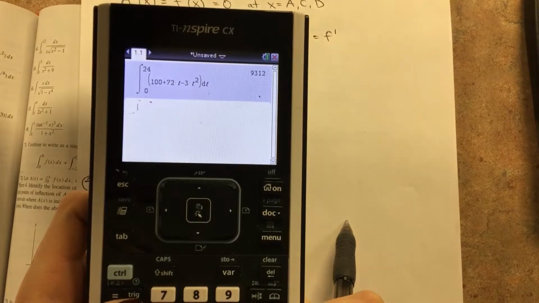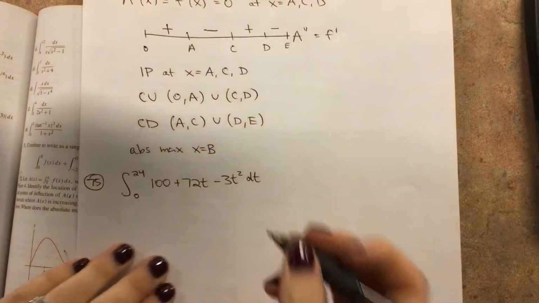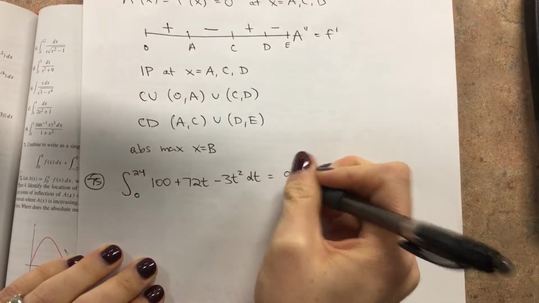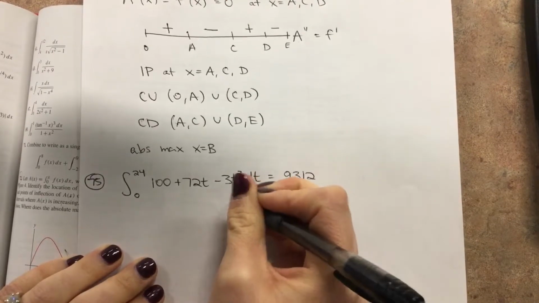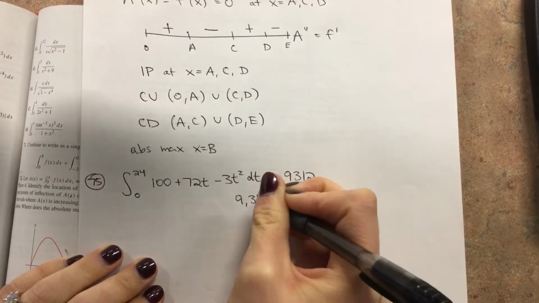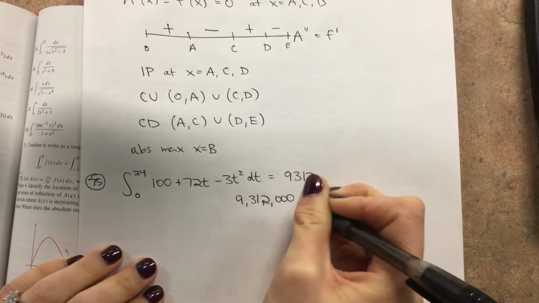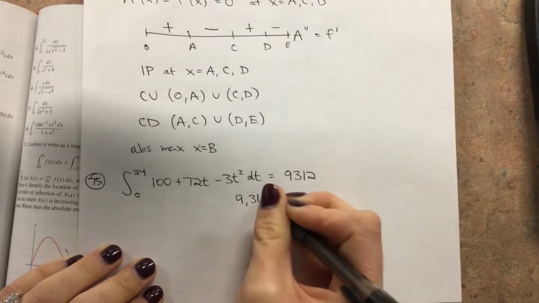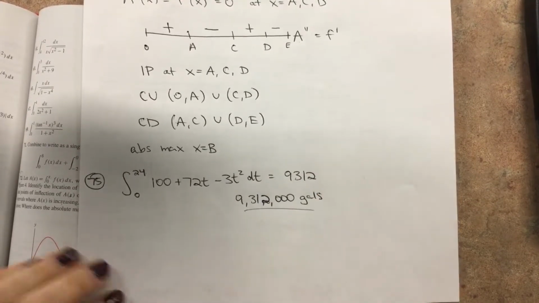So we get 9,312, and remember that was in thousands of gallons. So 9,312, so your first answer would be this, because it's in thousands of gallons. Sorry about that fake comma. So that's your first answer.